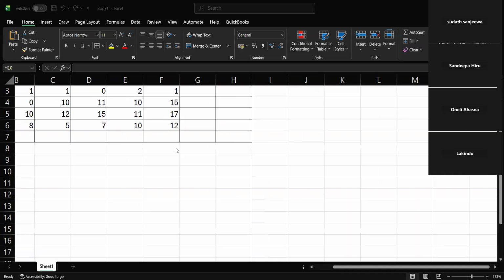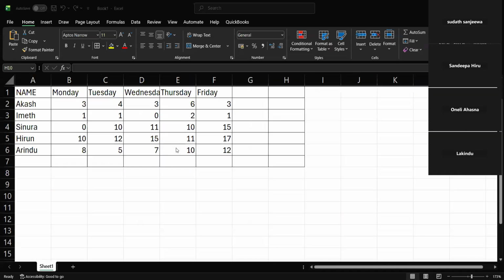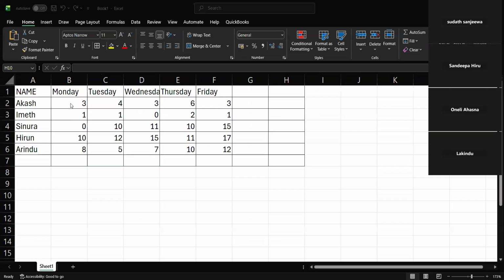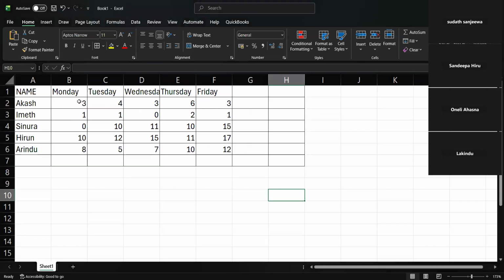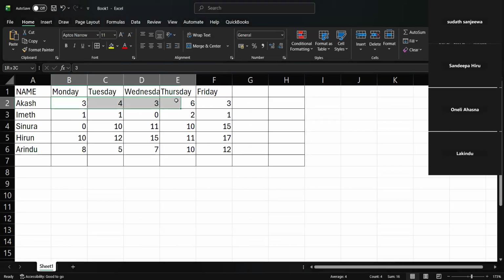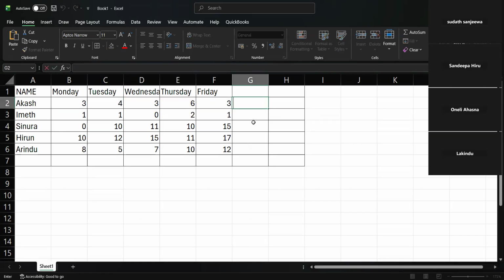So this is the Excel given, right? Now they are asking for the total number of liters Akash used for the whole week. So we have to get the total of this into the G2 cell. Now see how we write the function.